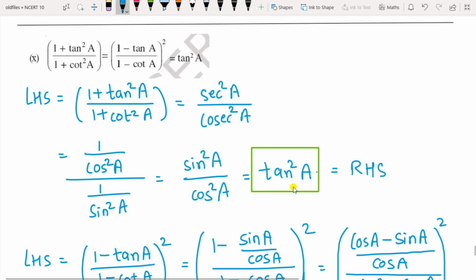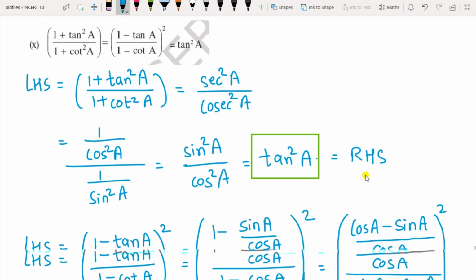Question 10 here is (1 plus tan square A upon 1 plus cot square A) equal to ((1 minus tan A upon 1 minus cot A) the whole square) should be equal to tan square A. So these both are LHS. You have to prove that these both expressions are equal to tan square A. So we will take the first one, 1 plus tan square A upon 1 plus cot square A. So 1 plus tan square A is sec square A, and 1 plus cot square A is cosec square A. Sec means 1 upon cos and cosec means 1 upon sin. Take the inverse, so it will be sin square A upon cos square A, that is equal to tan square A, that is RHS, hence proved.